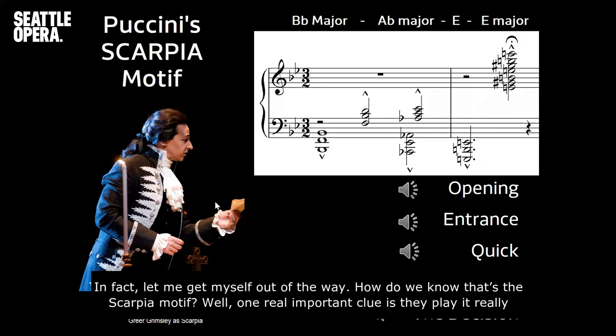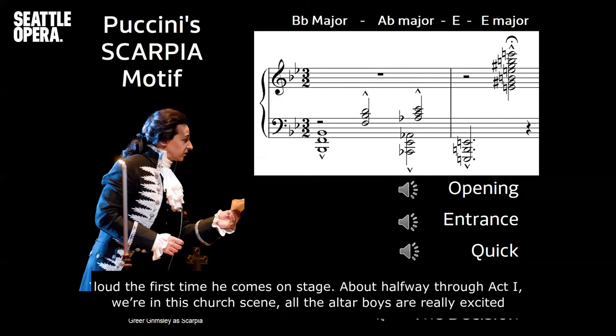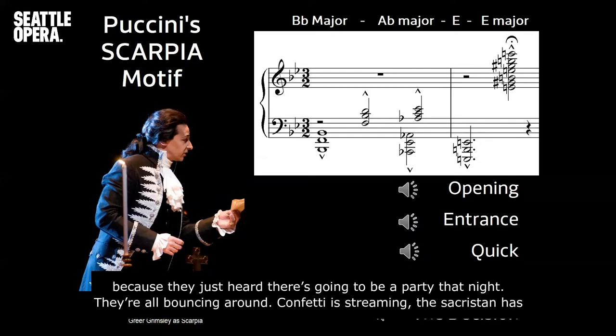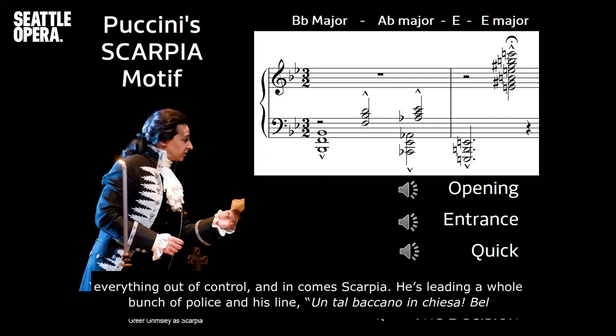In fact, let me get myself out of the way. So how do we know that that's the Scarpia motif? Well, one really important clue is they play it really loud the first time he comes on stage. But halfway through Act 1, we're in this church scene. All the altar boys are really excited because they've just heard there's going to be a party that night. They're all bouncing around, confetti is streaming, the sacristan has everything out of control, and in comes Scarpia, leading a whole bunch of police.